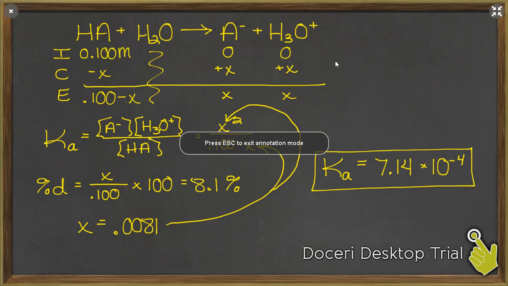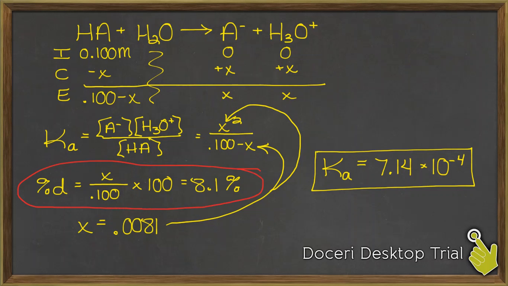Okay, and let's move your eyes from the top down to the bottom. So I wrote out my reaction, I filled in my ice table, I set up my equilibrium expression, but I did not have a value for Ka. There was no graphing in this question because I don't have a Ka value to graph with. But I was given the percent dissociation, which allowed me to solve for X, which I then plugged into my Ka expression, and I was able to then solve for Ka.